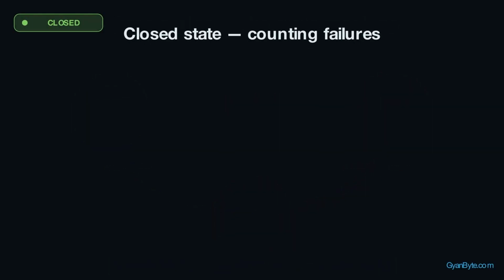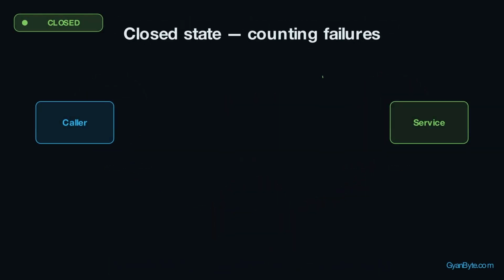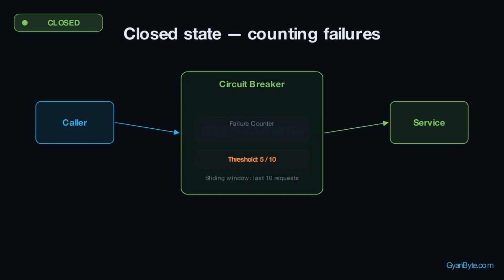Let's zoom into the closed state, the normal operating mode. In the closed state, every request passes through the circuit breaker to the downstream service. The breaker is just a transparent proxy. It adds almost zero latency. But behind the scenes, it's counting. Every failed response increments the failure counter. Every successful response resets it or decrements it, depending on the implementation.